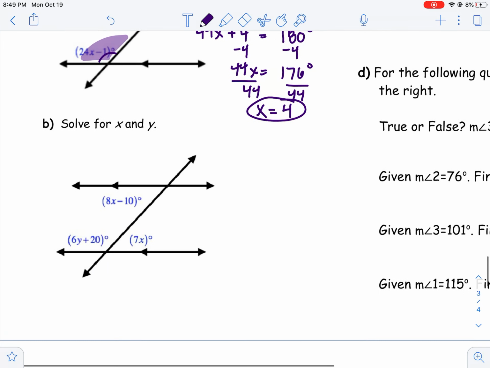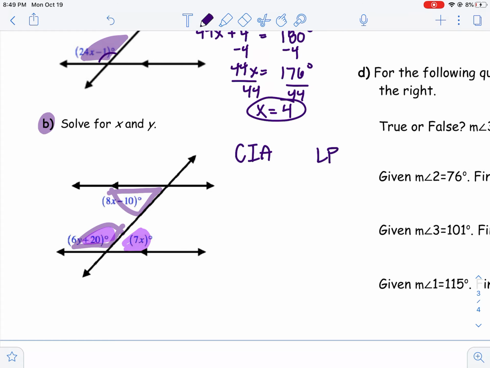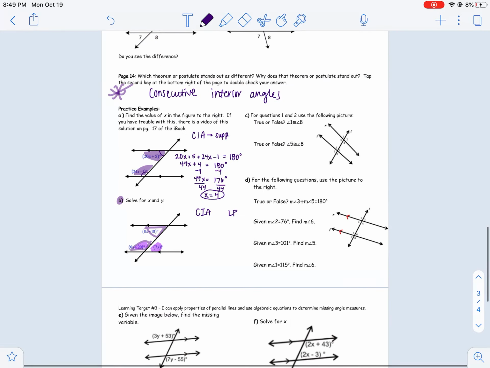Okay, so here, one that I'm going to have you all do is we're going to use that same property here, but then somehow use a different property between the two of these. Okay, so I'll give us a hint. We are using consecutive interior angles. And we're also using linear pair. Alrighty.